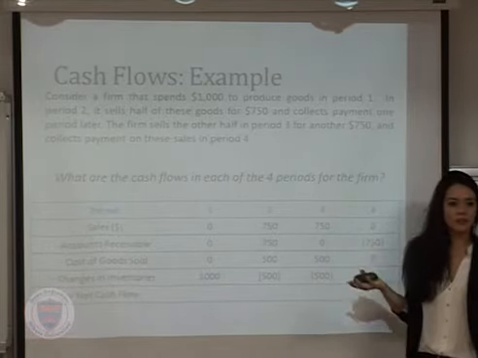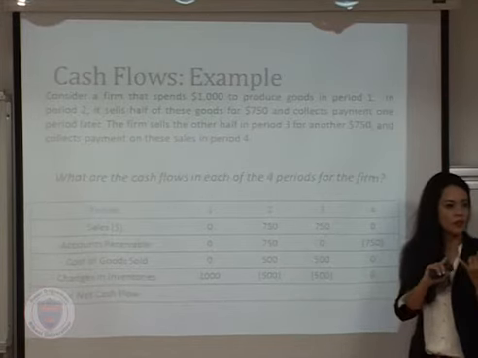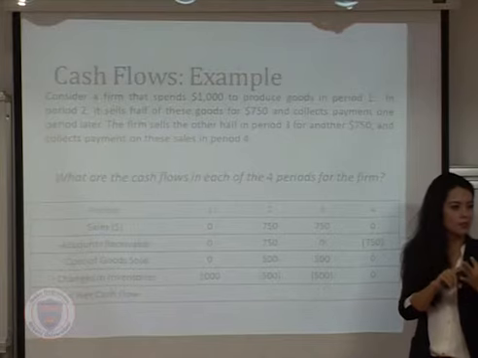All the confusing thing about net working capital was this. Make the adjustment for inventory, accounts payable, accounts receivable. That's it.